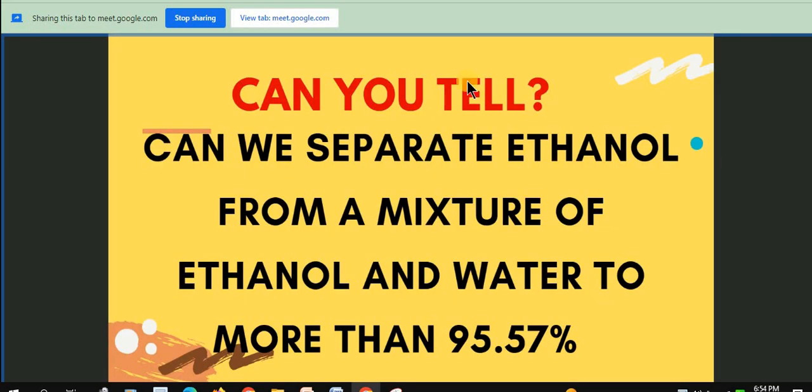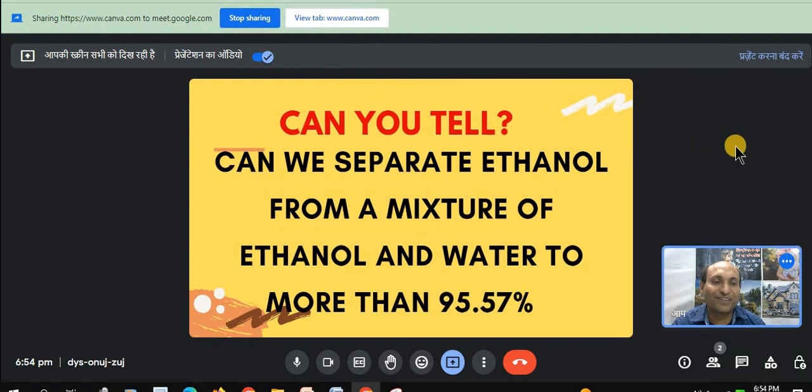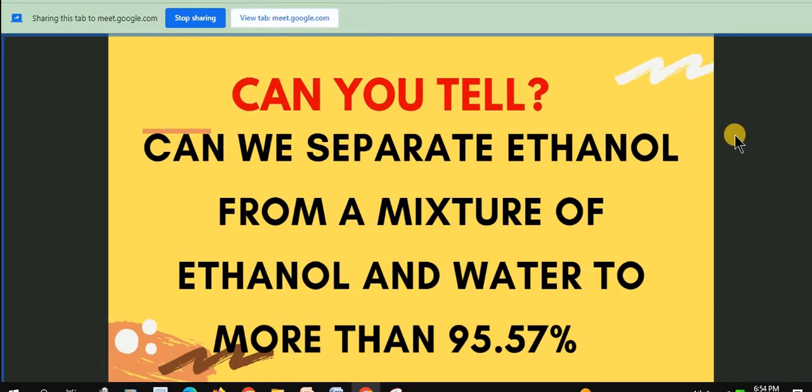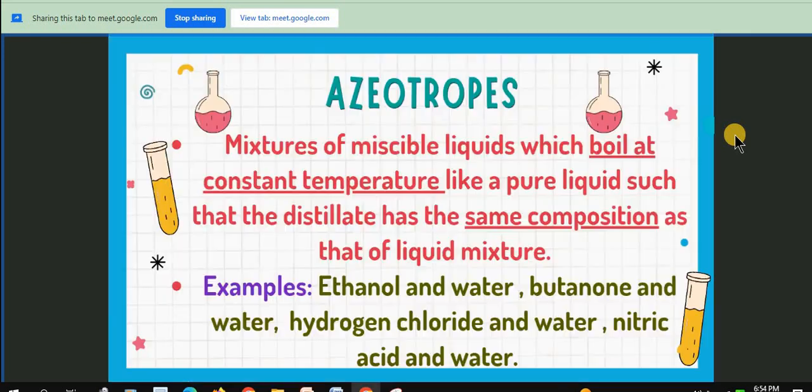The topic first with the question. Can you tell, can we separate ethanol from a mixture of ethanol and water beyond 95.57%? Is it possible? This is the question: whether we can increase the concentration beyond 95.57% ethanol from a mixture of ethanol and water. Now you may have thought of the answer. We will get this answer at the end of the presentation.